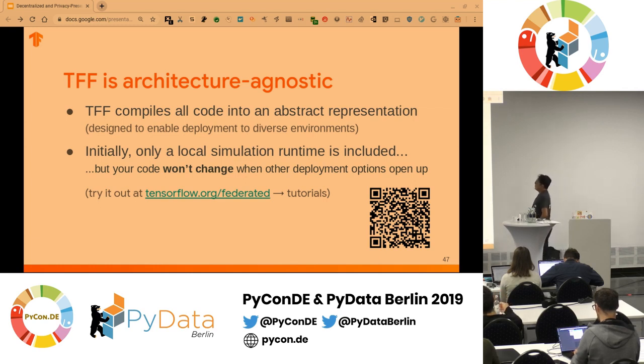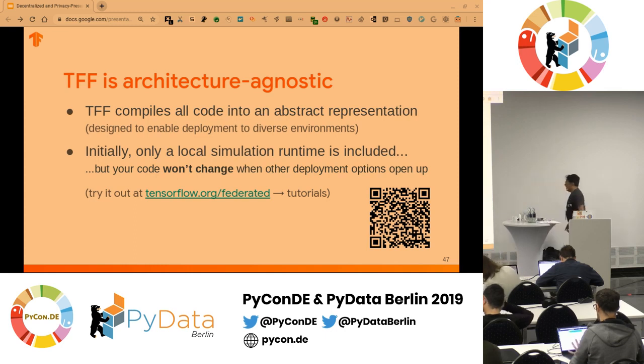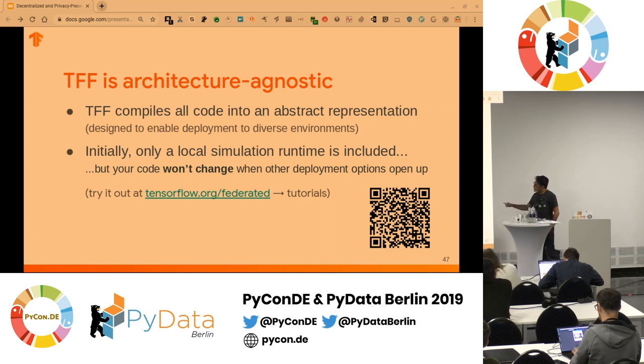Like I mentioned, right now we support a local simulation runtime. Whether you use a Colab or write the code on your own machine, we support a local simulation runtime. But we can support other deployment environments as time comes. And there is the link to the tutorials. This link takes you to the TensorFlow org Federated page, and there's an option for tutorials where you can go and look at them.